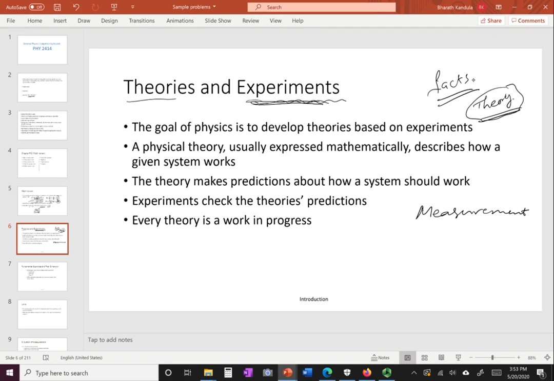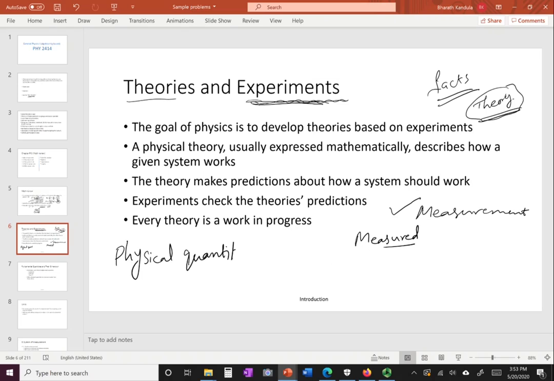Based on facts and using mathematics, scientists develop theories. To verify these theories, we must conduct experiments. So experiments are very important in physics. Physics is an experimental science. To conduct an experiment, we must do some measurement. Every experiment involves some measurement, so we measure physical quantities. Any quantity that can be measured is called a physical quantity.